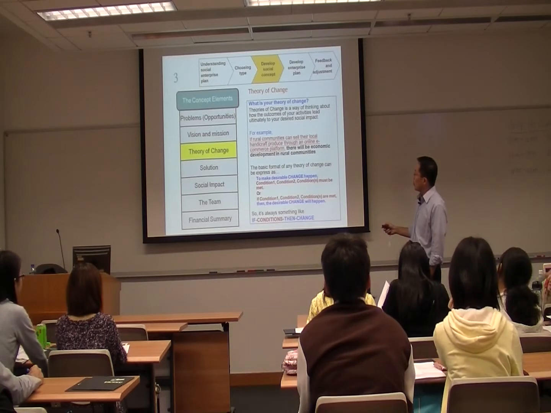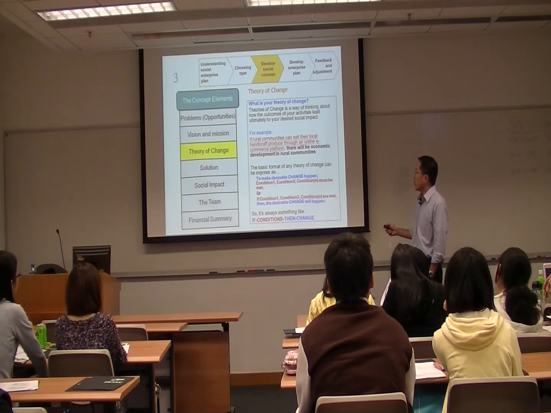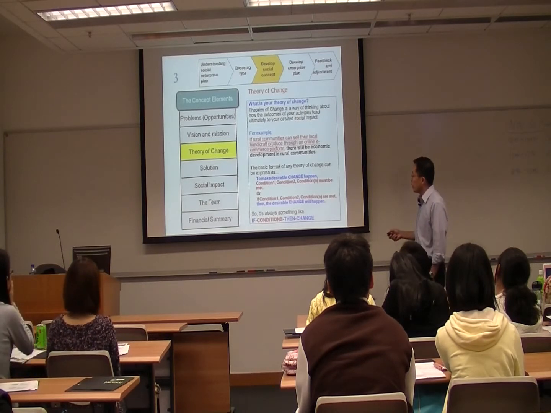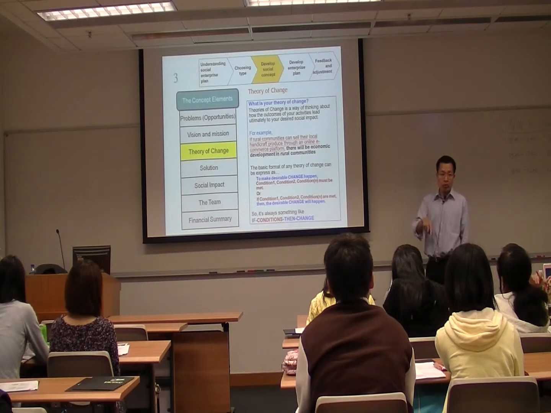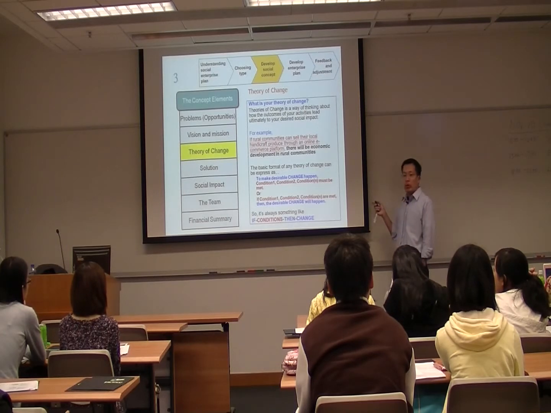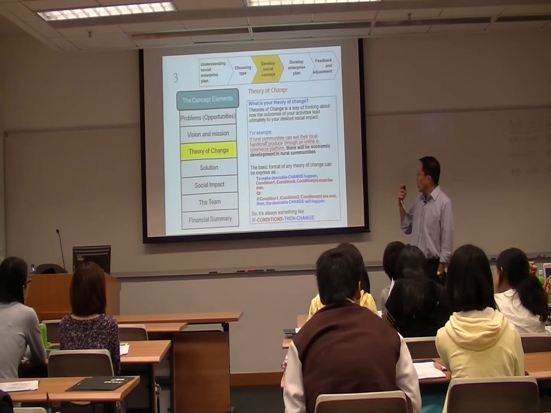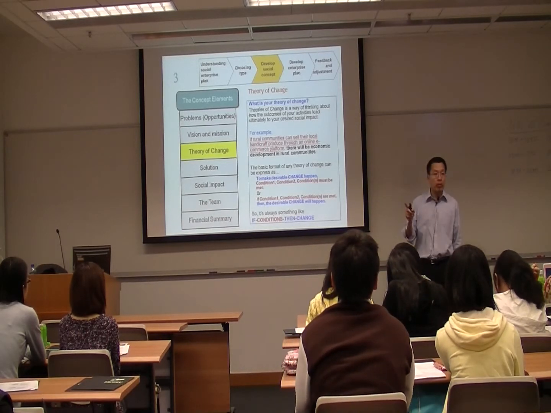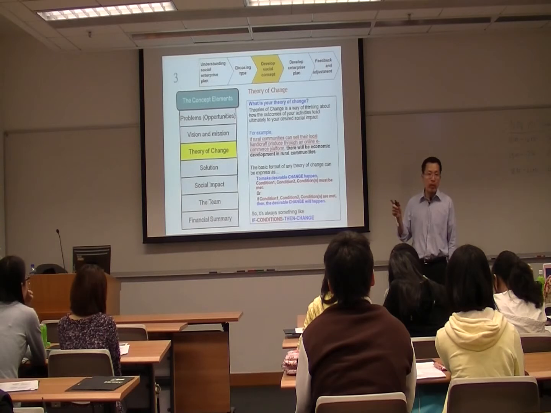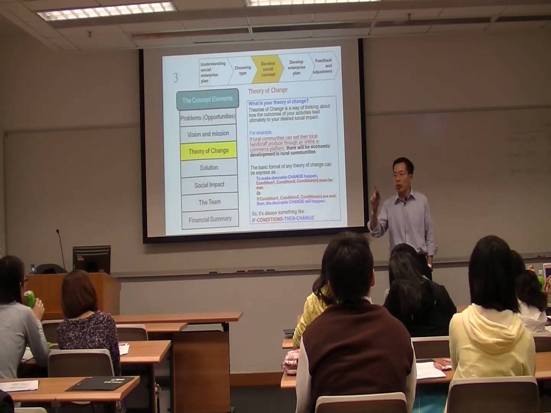For example, if rural communities can sell their local handcraft produce through an online e-commerce platform, then there will be economic development in the rural communities. This is kind of an if-then theory. So the basic format of a theory of change can be expressed as: to make something happen, to make the change, some condition must be met. Or if some conditions are met, then you will achieve a desirable change. So it's either way. If a condition is achieved, then you will achieve that change.